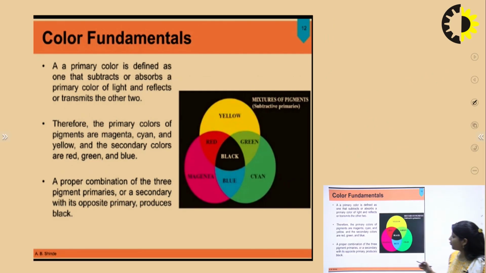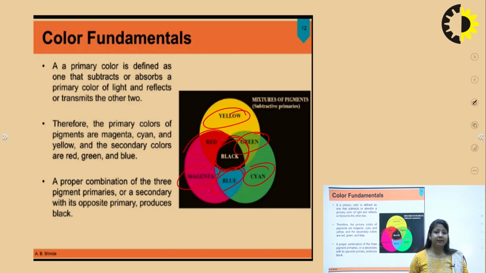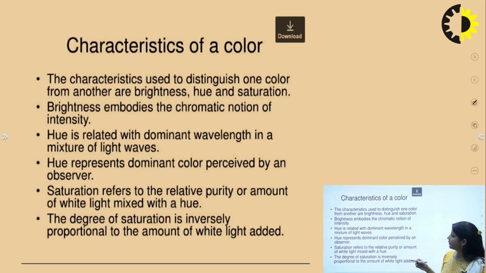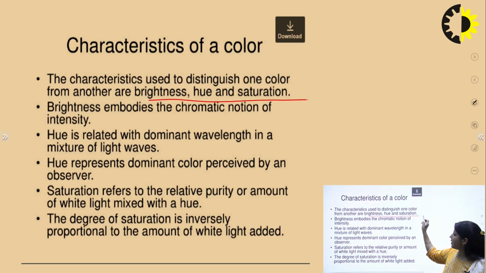And the opposite of this, if we have the CMY model, meaning cyan, magenta and yellow model, then opposite cyan we have red color, opposite magenta we have green color, opposite yellow we have blue color, and the combination of secondary colors will be black, because these are the complements of the primary colors. So these are the relation between these two. And the characteristics of any color, used to distinguish one color from another color, are brightness, hue and saturation.